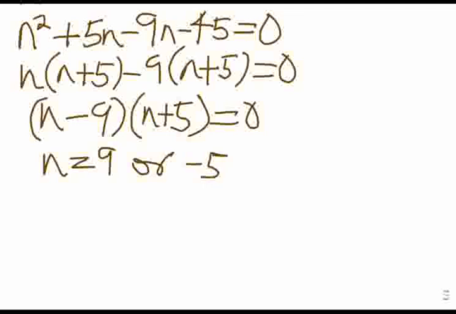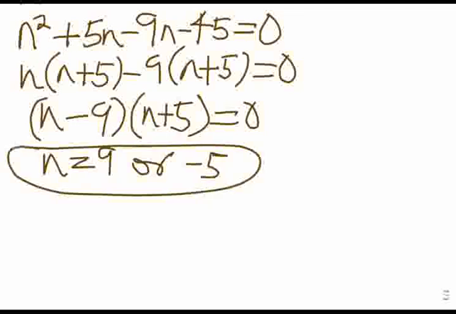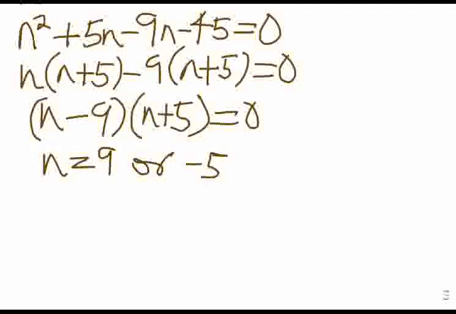But then, which answer are we going to report from here? Remember, in the question we are told that n has to be a natural number. Natural number begins from 1 and above. They are positive numbers. So we're going to report our n as equal to 9.